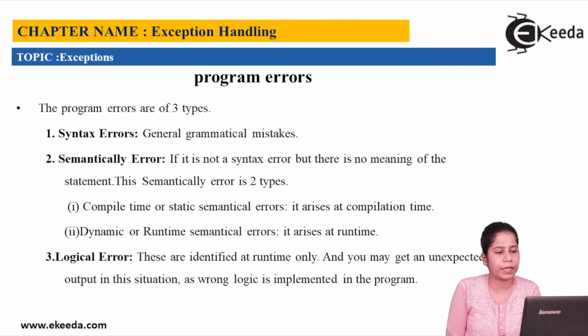Then we are having dynamic or runtime semantical errors, which arise at runtime, that is the logical mistakes which you make. Then we are having logical errors. Logical errors mean what? At a certain condition it may run fine, but for another input it may not run fine. It gives you an error. So these are logical errors. These are identified at runtime only, because it totally depends on the input or the calculation which you're performing. And you may get unexpected output in this situation as the wrong logic is implemented in the program.